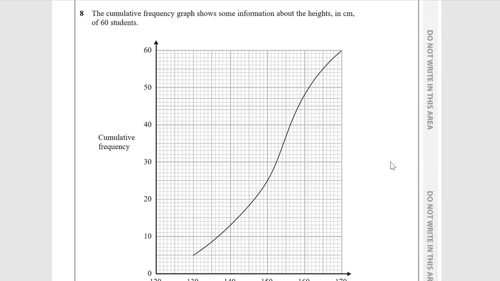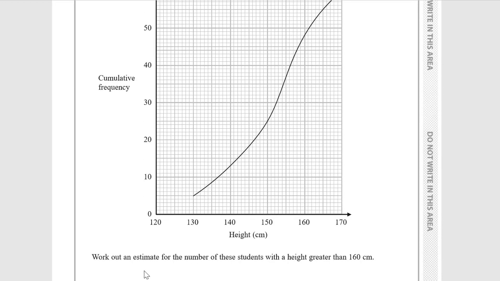Question 8. It says the cumulative frequency graph shows information about the heights in centimeters of 60 students. And it says work out the estimate for the number of these students with a height greater than 160 centimeters. So to work out an estimate, you go to 160, go all the way up, and when you hit the line, you can read across. And that to me says about 48.